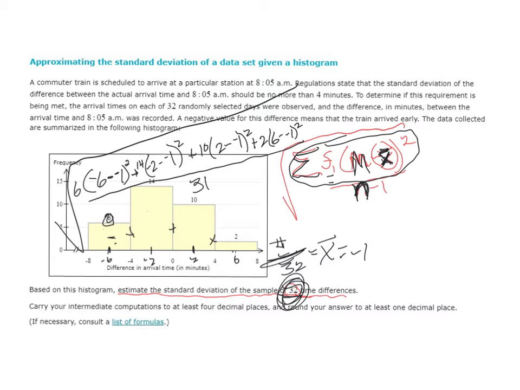Okay, so just to review, the first thing you're going to have to do is find the sample mean. You have to do that first. Then you use your formula. It's going to take some practice, but you can do it.